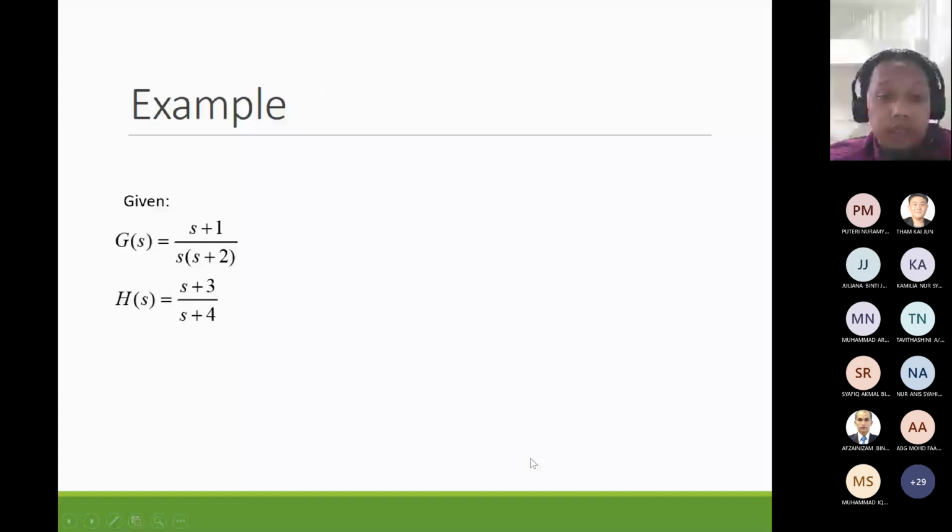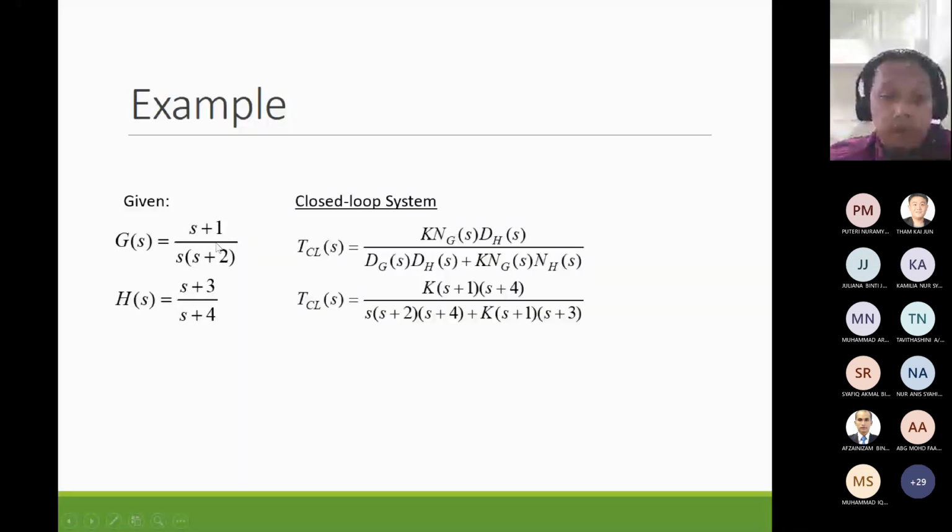Let's say you are given G(s) = (s + 1) divided by s times (s + 2), and H(s) = (s + 3) over (s + 4). So you can try to obtain the closed loop system, and then from the denominator, you can try to find the poles.